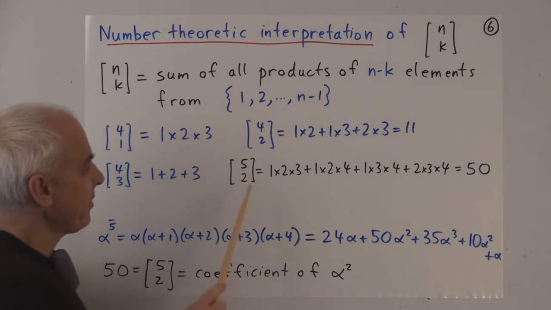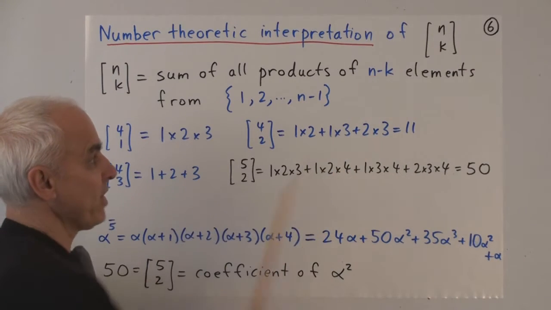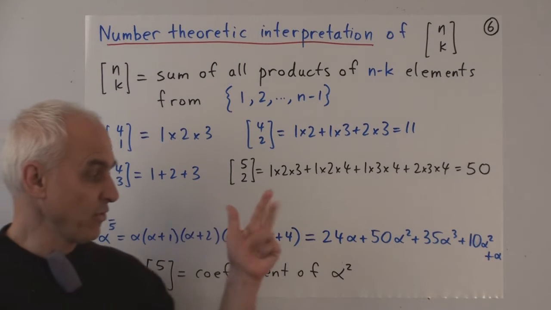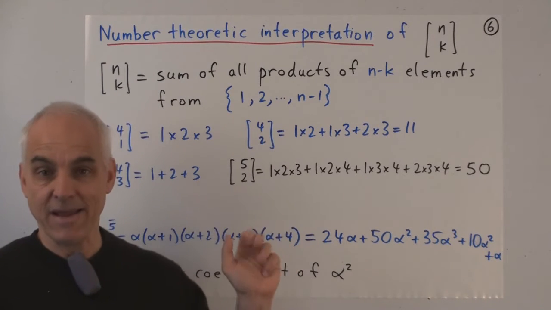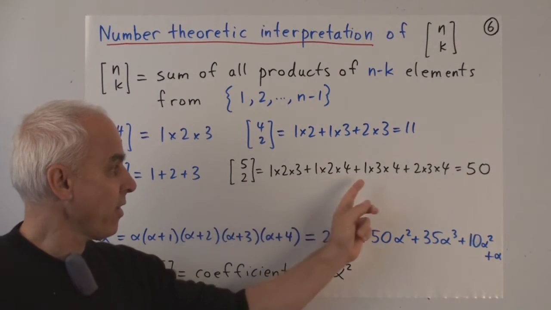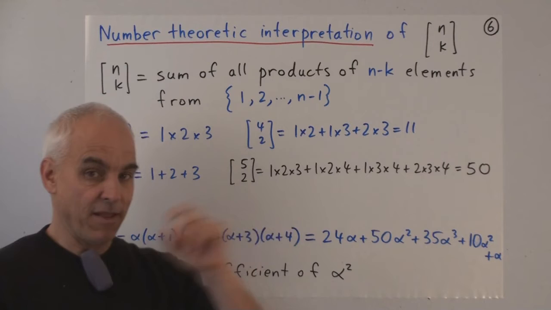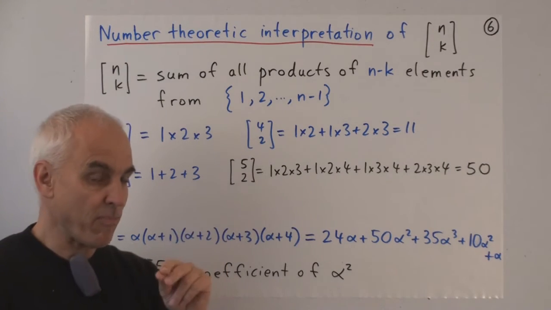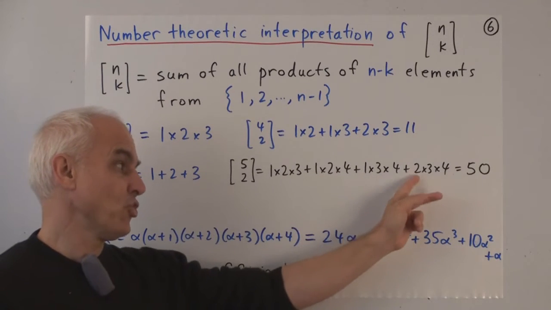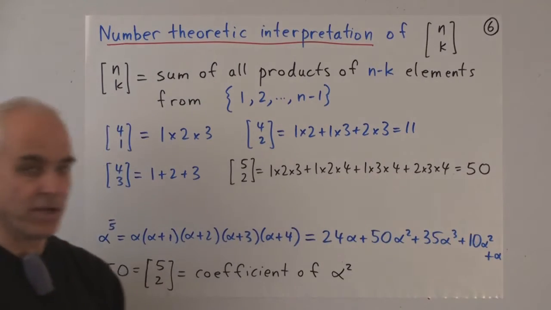A bit more complicated example, say 5 bracket 2. That would be the sum of all products of 5 minus 2, or 3 elements from the set 1, 2, 3, 4. So if you have the set 1, 2, 3, 4, how many ways are there of taking 3 elements? Well, there's 4 ways. You could take 1, 2, and 3. You could take 1, 2, and 4, 1, 3, and 4, and 2, 3, and 4. And for each one of those ways of taking 3, you multiply the 3 together, form a product. So 1 times 2 times 3, 1 times 2 times 4, 1 times 3 times 4, 2 times 3 times 4, and you form the sum of those products, that's the Stirling number.